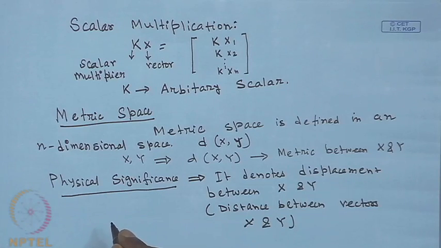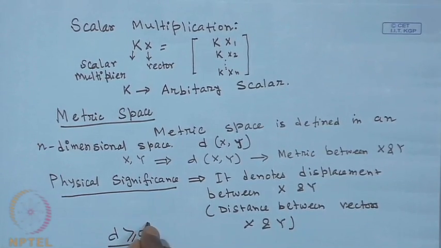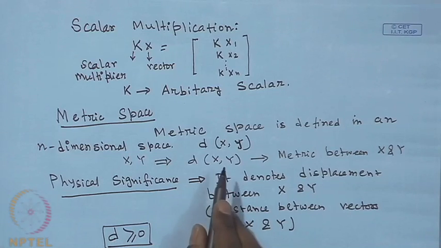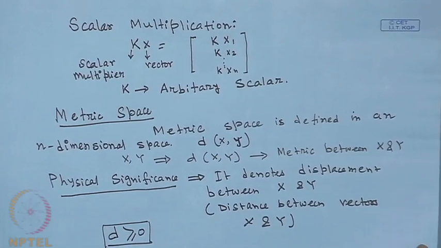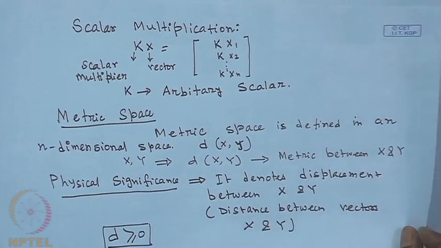Therefore, because of this definition, one can understand that a displacement or distance cannot be a negative quantity, it will be a measurable positive quantity. So, therefore, d will always be greater than or equal to 0. If two vectors are identical, the metric between the two vectors will be equal to 0. If not, then there will be a definite metric existing between the two vectors x and y. Now, let us look into some of the properties of the metric.